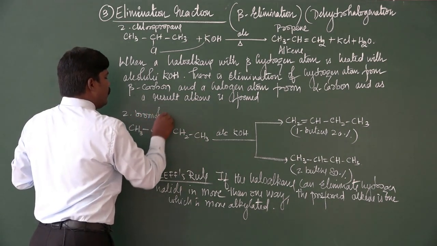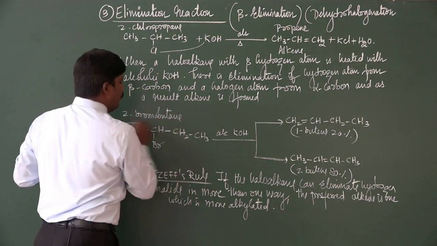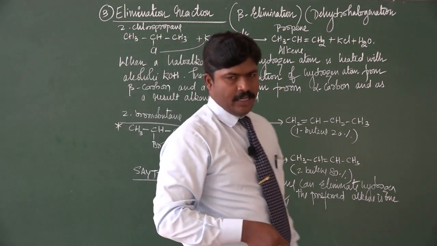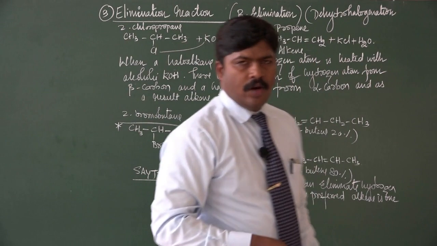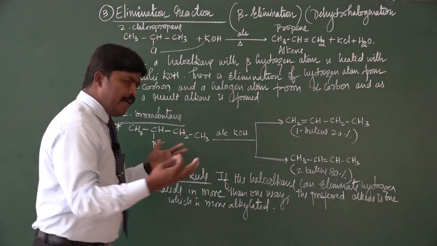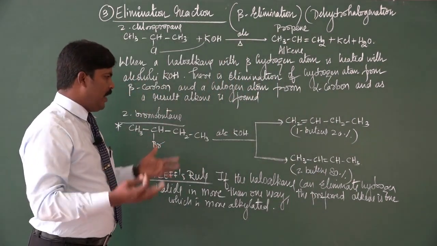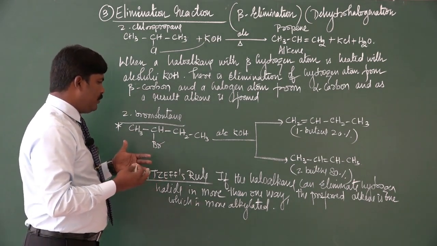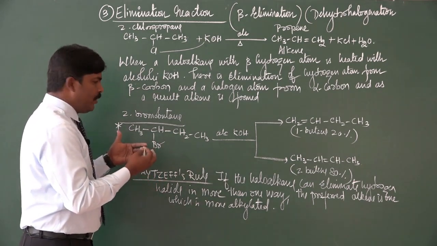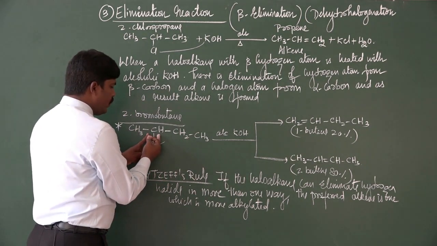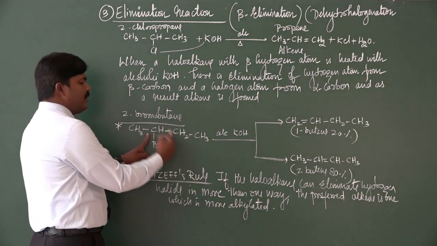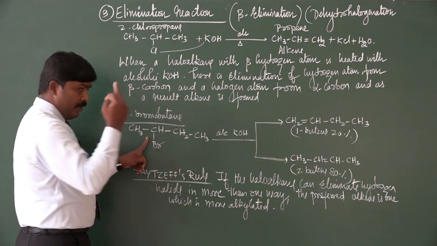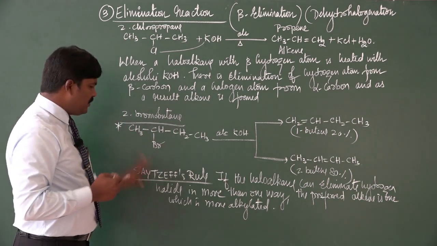2-bromobutane, I want to perform an elimination reaction with alcoholic potassium hydroxide. The product will be an alkene, an unsaturated product. But remember, which hydrogen should be eliminated? The first carbon or the third carbon? Of course, halogen will go from alpha. Now, there's a complication. Therefore, Saytzeff makes it very clear.